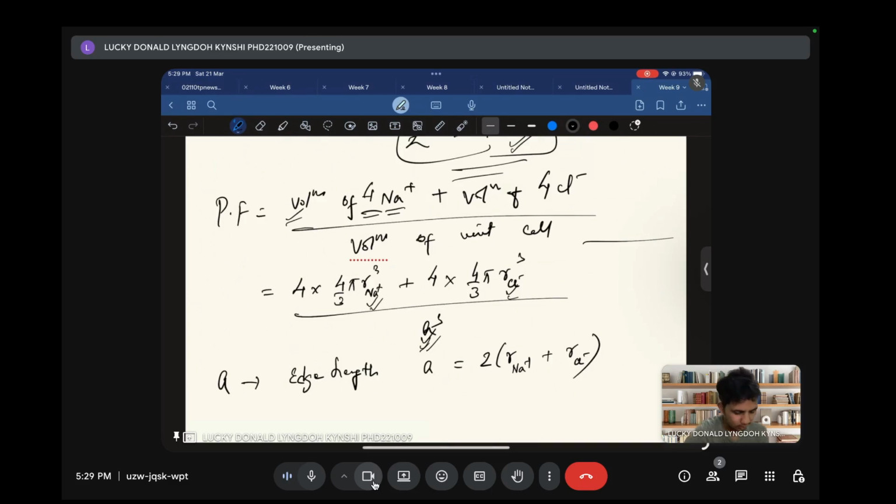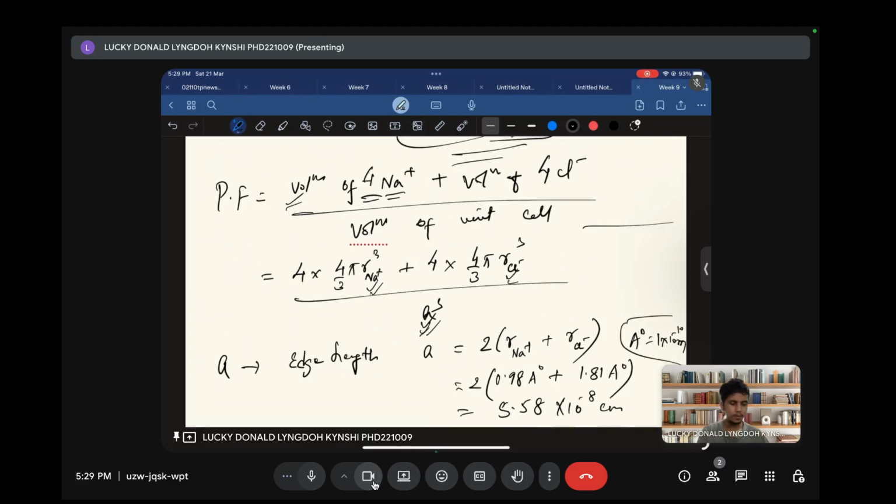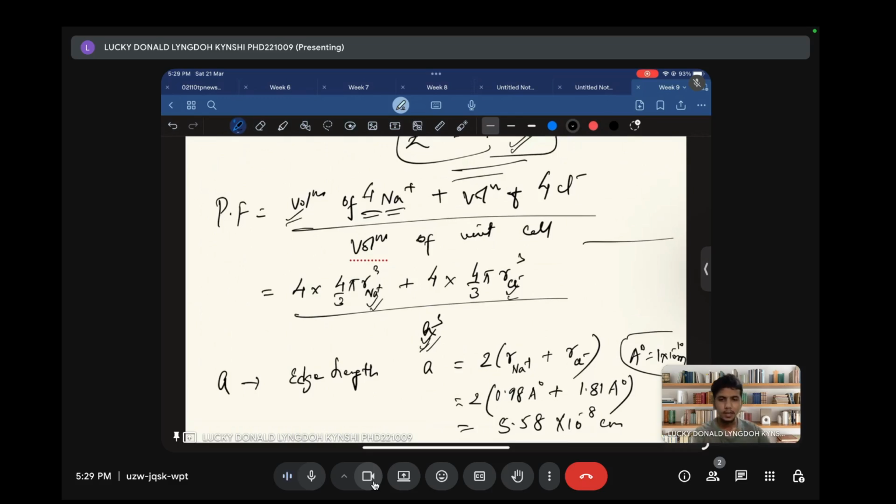Now it's easy. R of Na+ is already given to you, 0.98 Angstrom, plus R of Cl- is already given, 1.81 Angstrom. So what you get is around 5.58 into 10 to the power minus 8 centimeter. Why? Because Angstrom is equal to 1 into 10 to the power minus 10 meter. Once you get the edge length a, you can substitute back in the same equation 1.